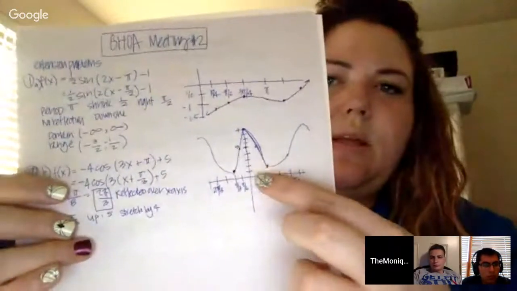If you kept going, it would be... oh, my graph's not very nice, but I think it would be like that. And the domain for this is from negative infinity to infinity, correct? Mm-hmm. And the range is from 1 to 9. Yes. That's what I got. Okay.